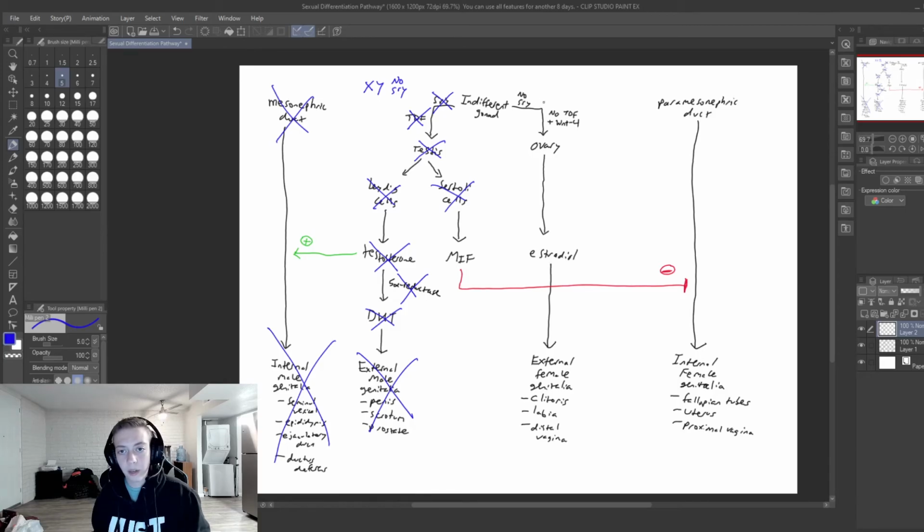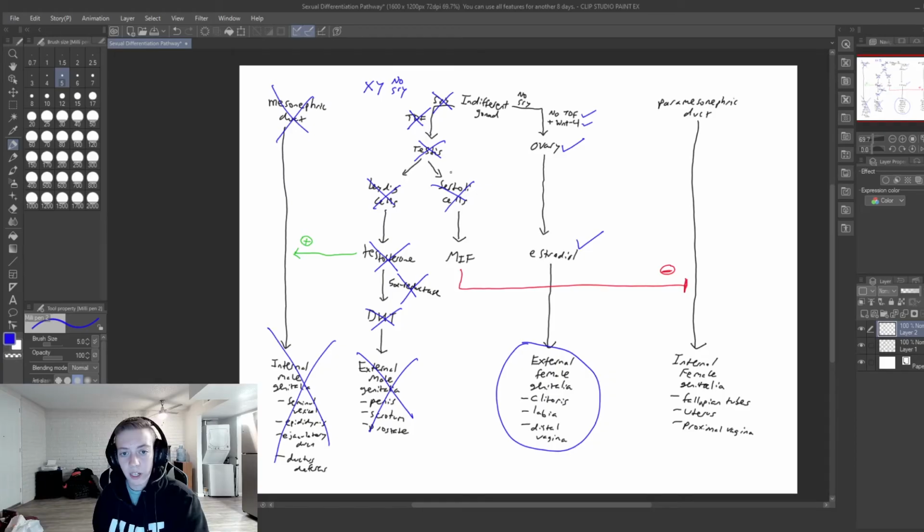So no SRY, we have no TDF. There is a lot of evidence that shows that WNT4 is present in males, so it's not like you're going to have a case that doesn't have WNT4. So we have no SRY, no TDF, but we do have WNT4. So we are going to produce an ovary, and this ovary is going to produce estradiol. So we're going to make external female genitalia.